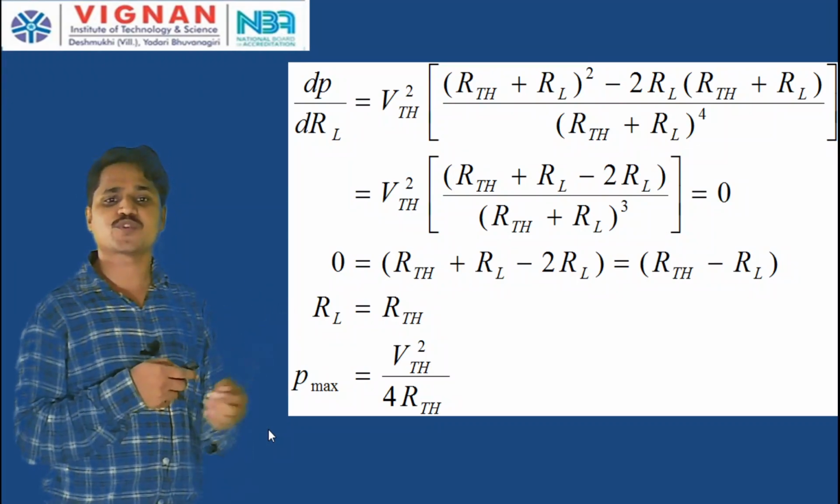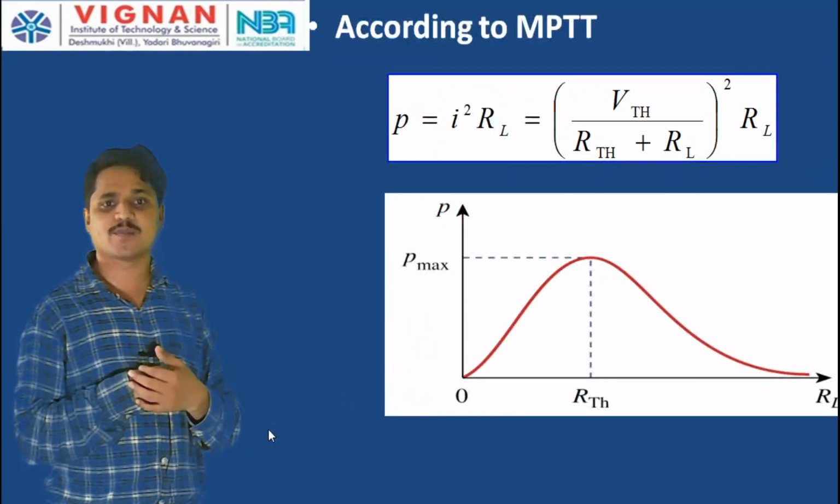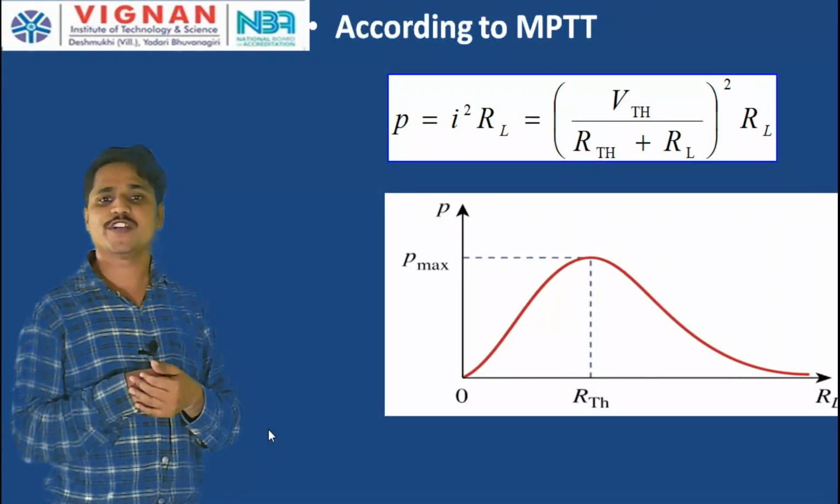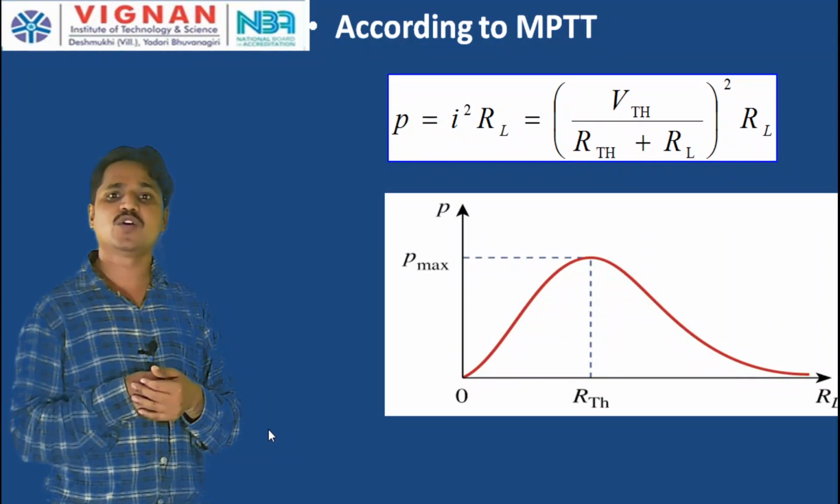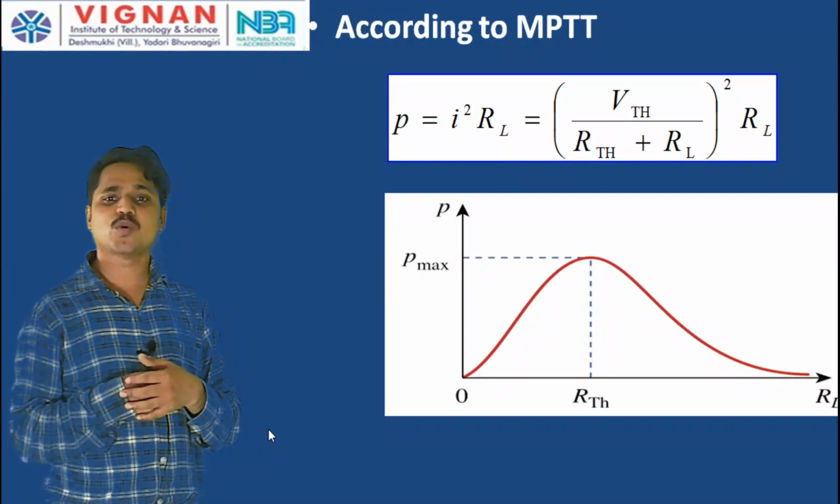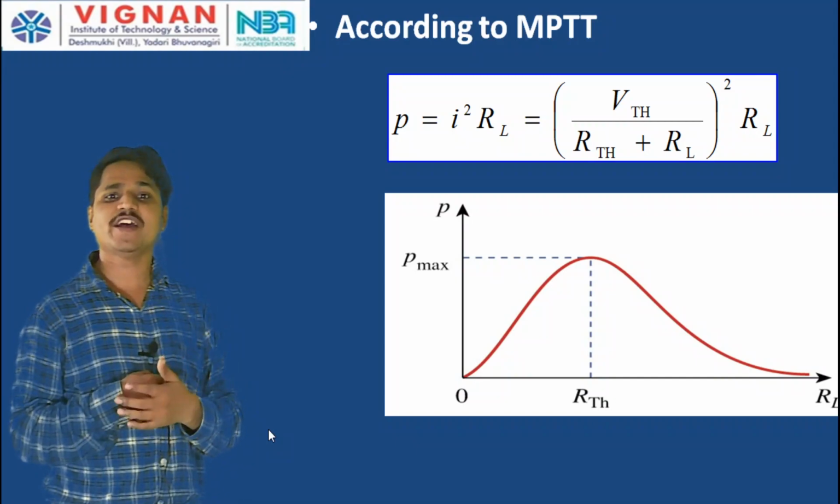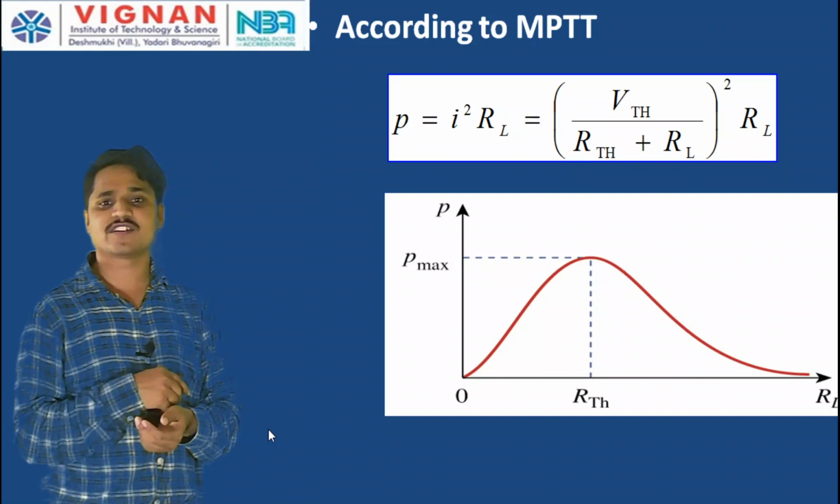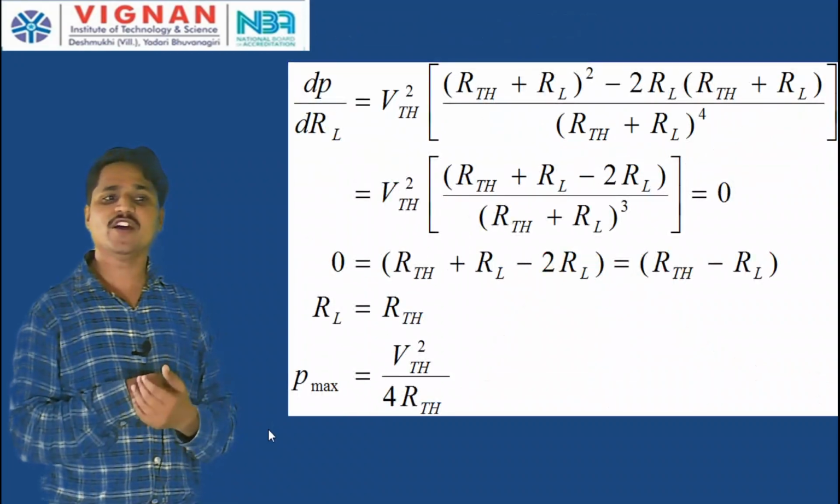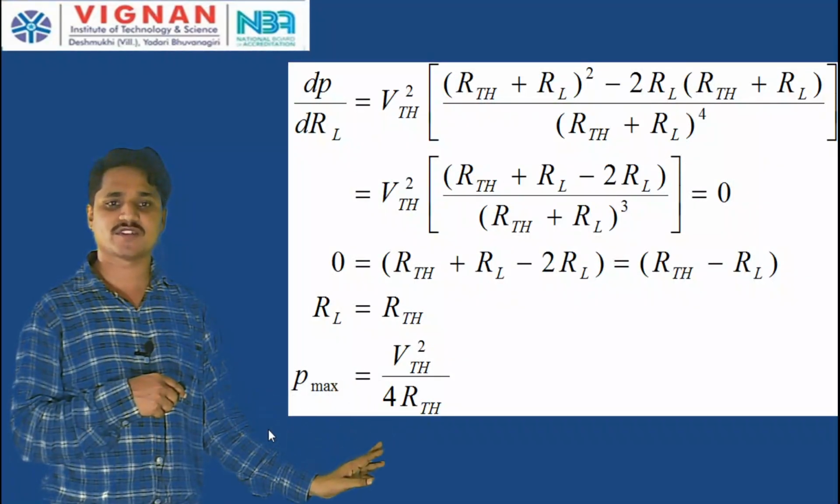Now, if you substitute RL equal to R Thevenin in the power equation, V Thevenin by R Thevenin plus RL, which is R Thevenin plus R Thevenin, 2 R Thevenin. So, V Thevenin square by 2 square, that is 4 R Thevenin, into R Thevenin. R Thevenin will cancel. Therefore, V Thevenin square by 4 R Thevenin. This is the power equation.